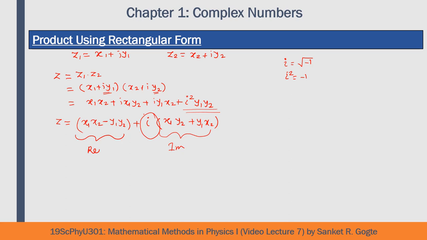So here we have multiplied two complex numbers which are written in the rectangular form. Suppose I want to multiply n such complex numbers, z1 into z2 into z3 and so on up to zn. What I have to do is write all these complex numbers in their rectangular form and then multiply them.